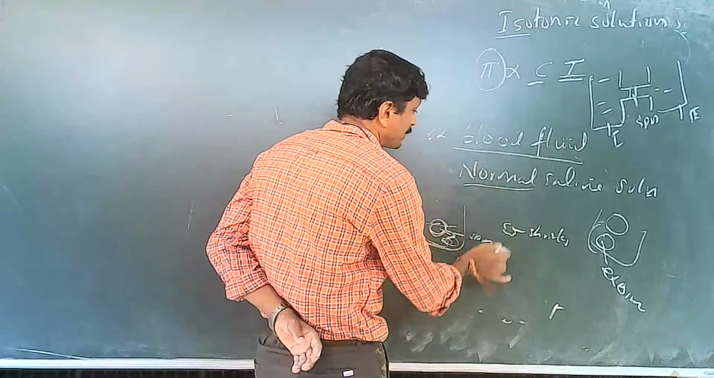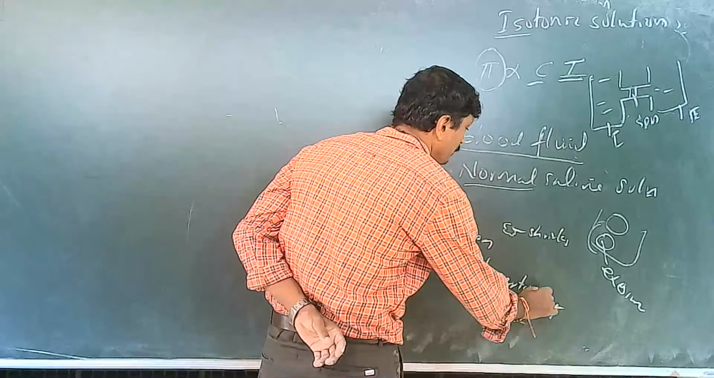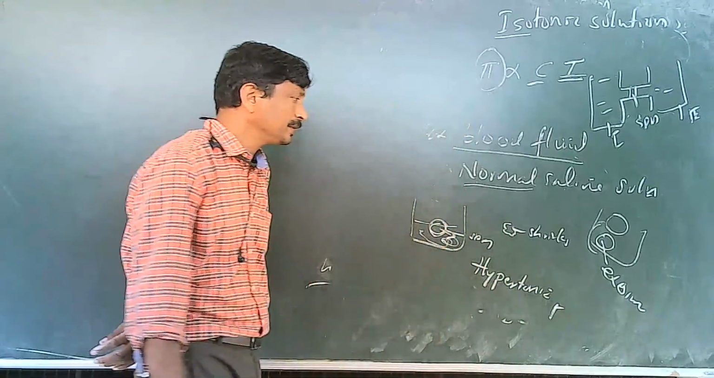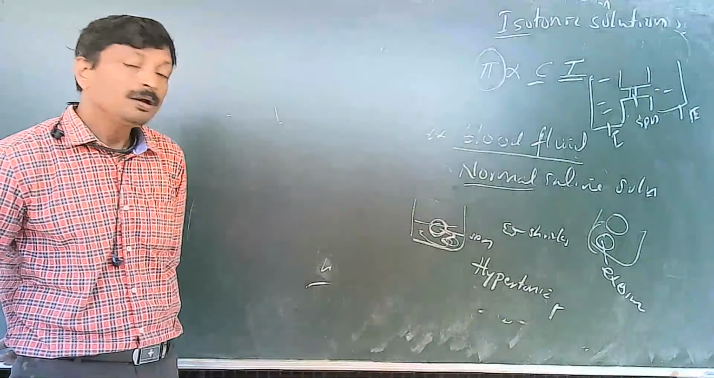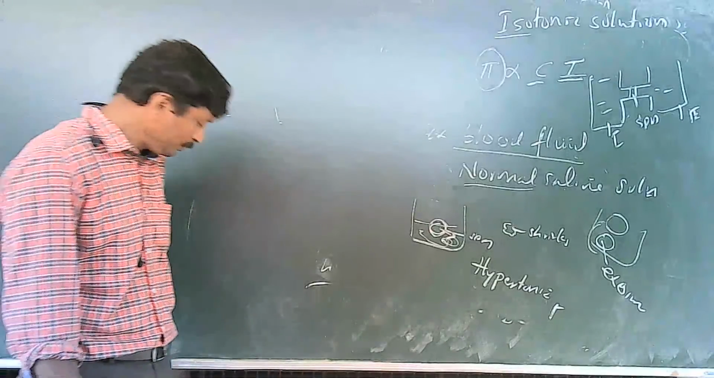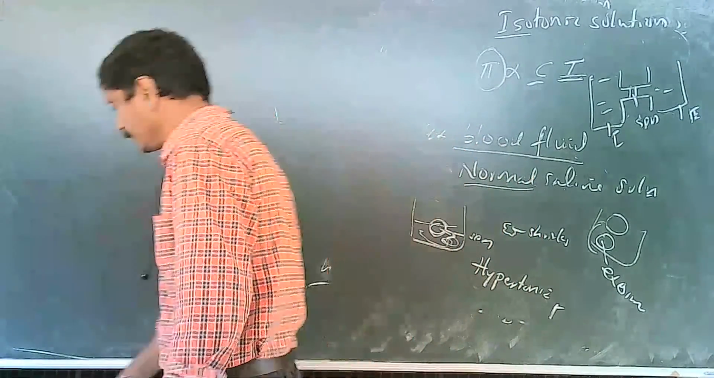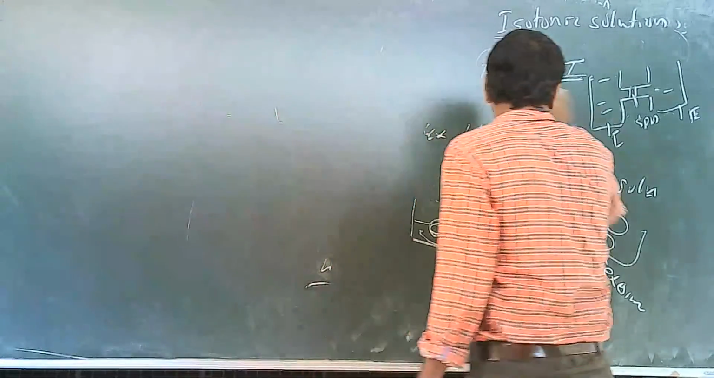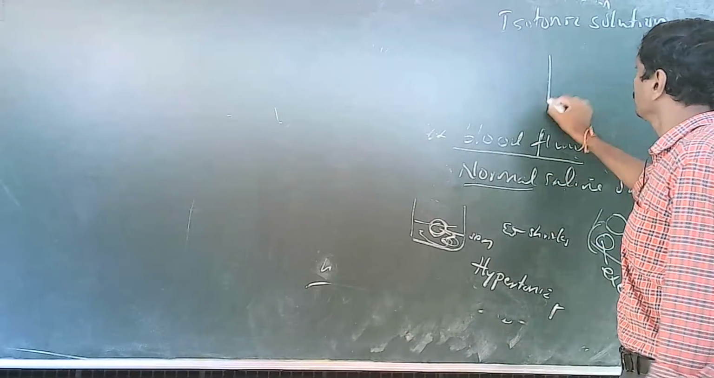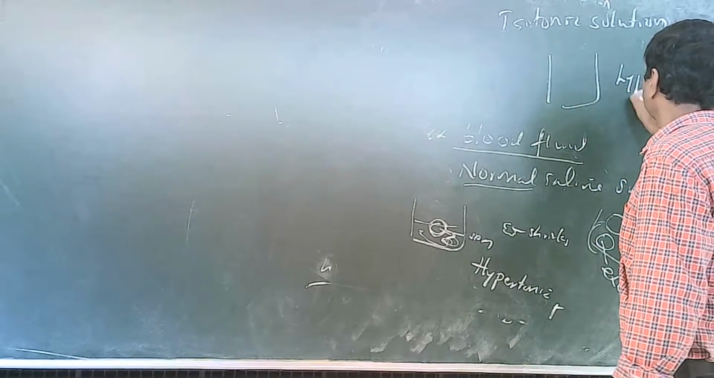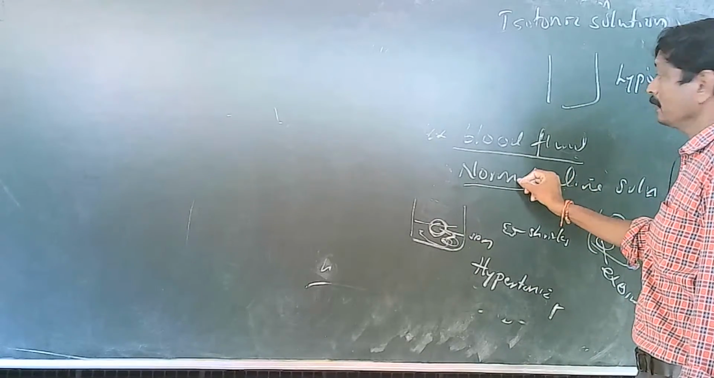The higher concentration solution is called a hypertonic solution. What is a hypertonic solution? The concentration is more than the normal. One more is hypotonic. This is hypertonic, and this is isotonic.